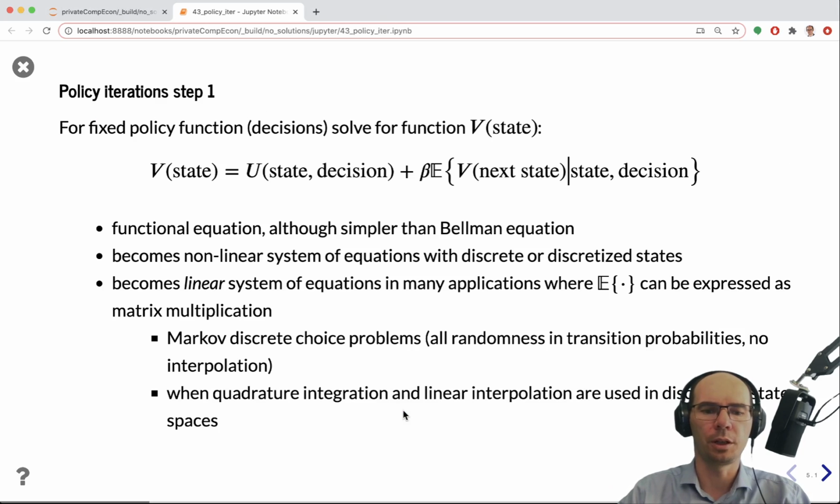So therefore, it's not just the finite state applications where we can apply this policy evaluation step, or implement the policy evaluation step in an efficient way through a linear system of equations. But every time you have to think about how to do this really, really efficiently.